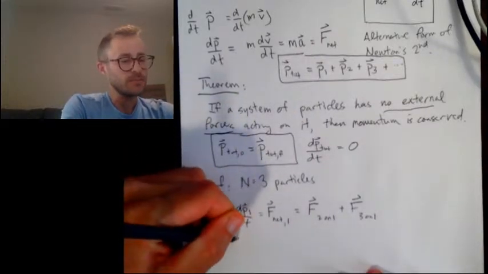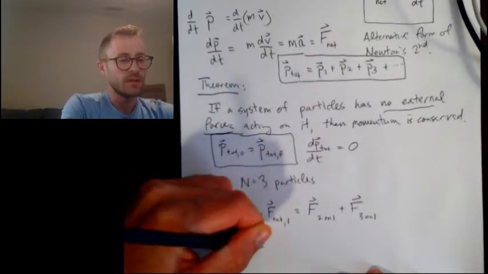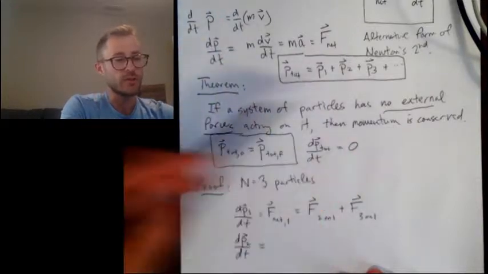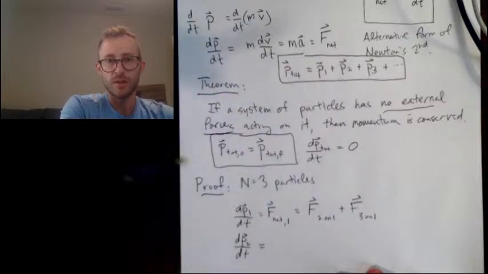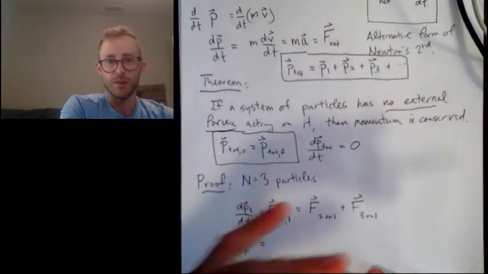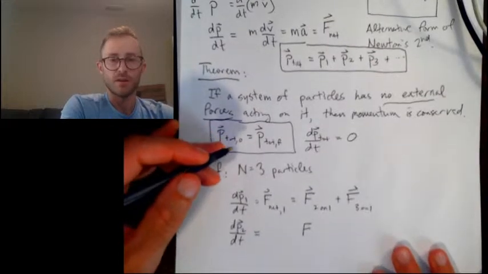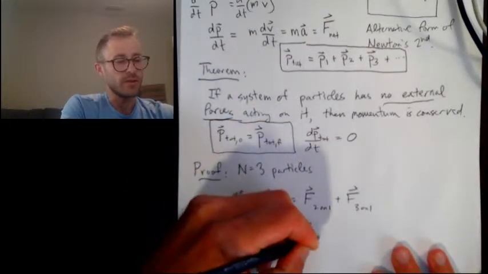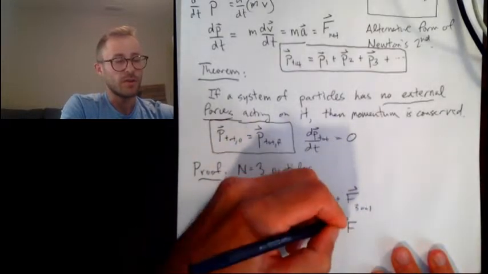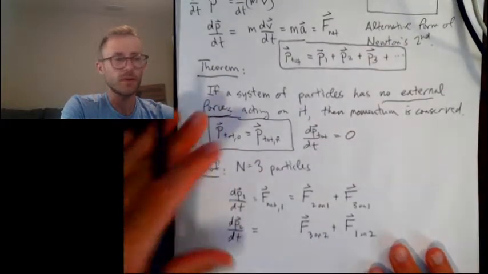Similarly, the derivative of particle 2's momentum with respect to time is going to be equal to the net force on it. Now, what could exert a force on particle 2 if there are no external forces acting on this system? Well, the only things that could exert a force on particle 2 are particles 3 and 1. So the force of particle 3 on particle 2, and then the force of particle 1 on particle 2.